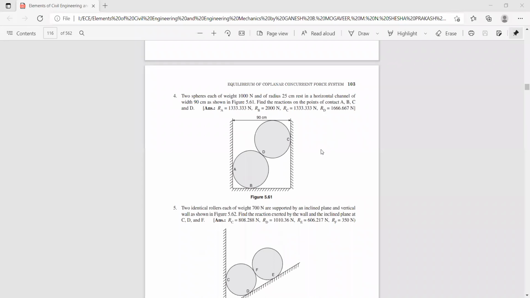Next, sigma Fy is equal to 0. That is RD sin 60 minus 1000 is equal to 0, or RD is equal to 1000 divided by sin 60. So check the answer. 1000 divided by 0.86.